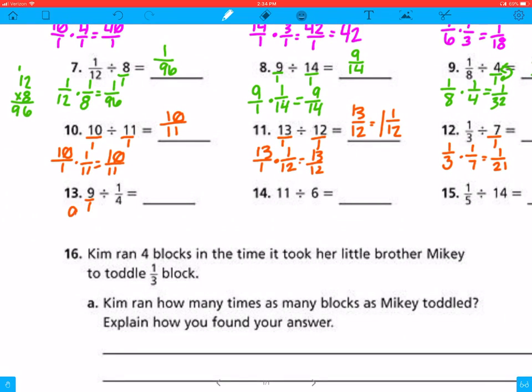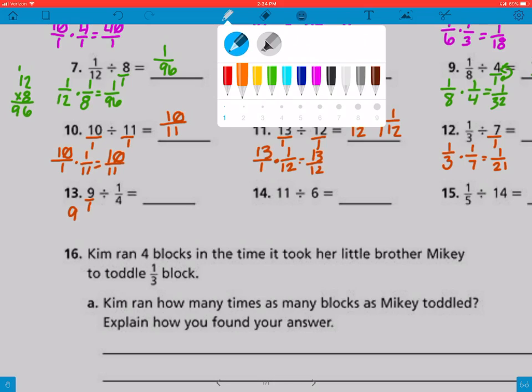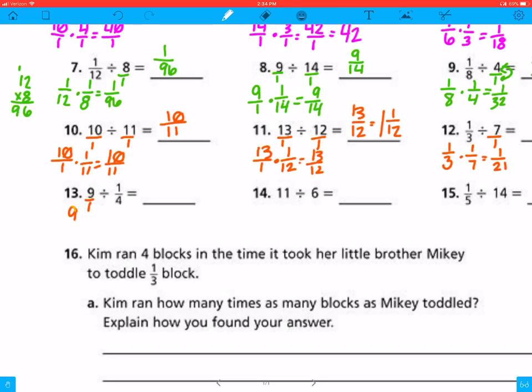9 divided by 1/4 is 9 over 1 multiplied by 4 over 1, which is equal to 36 or 36 over 1. Either way, same answer.